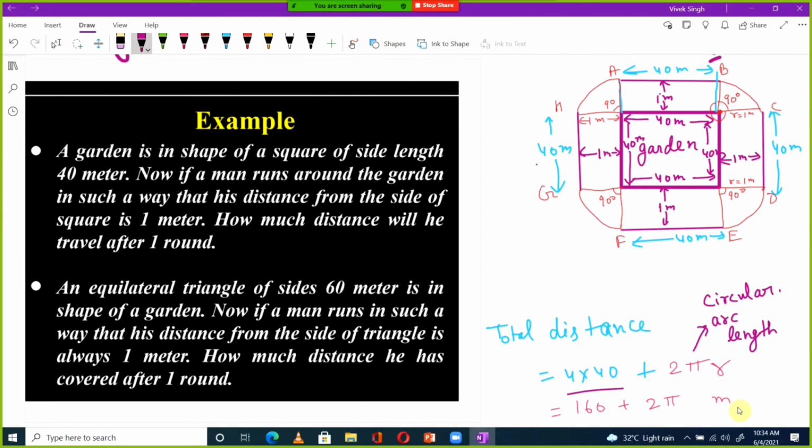So the first one we have done. The second one is very similar. Here they have given an equilateral triangle. This you have to do in your homework. I will send it in Lanity.